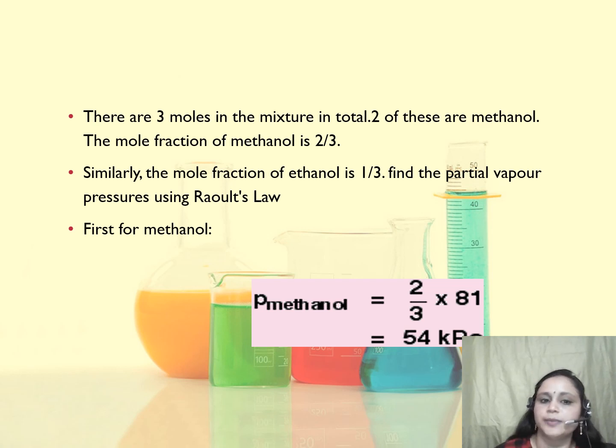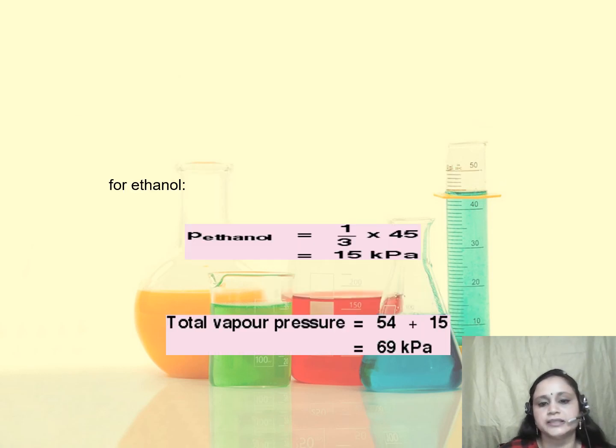So the partial vapor pressure can be calculated for methanol. 2 by 3 into 81 comes out to be 54 kilopascals. Whereas for ethanol, it is 1 by 3 into 45, that is 15 kilopascals. In order to calculate the total vapor pressure, we add both the components, coming out to be 69 kilopascals.